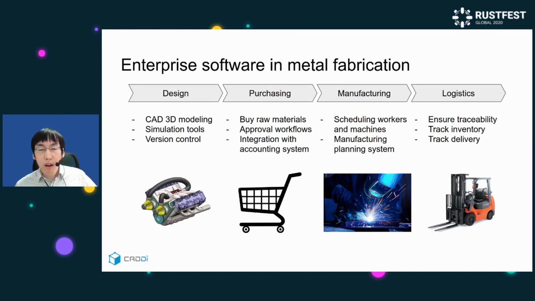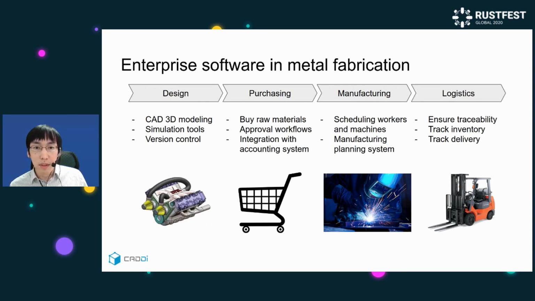Software is used throughout all phases of metal manufacturing, from design and simulation on the left, all the way to final delivery on the right. In design, we have CAD 3D modeling. CAD stands for Computer Aided Design, where the end product is designed on the computer using simulation tools for aerodynamic testing and whatnot, as well as something that we software developers know as version control, the equivalent of making sure that various iterations are tracked and the differences can be seen.